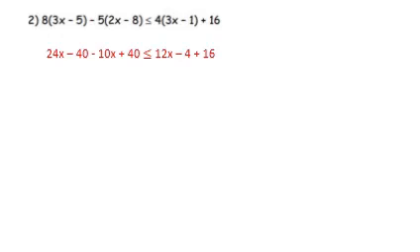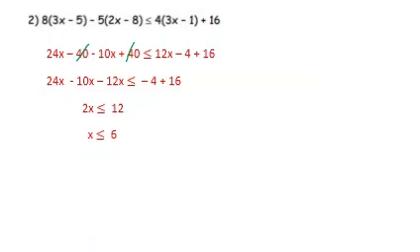So now put the x's on one side. 24x minus 10x minus 12x is less than or equal to minus 4 plus 16, because as you can see, minus 40 and plus 40 cancel each other. Now you are going to get 2x is less than or equal to 12, then x is less than or equal to 6, and this is very easy to graph.